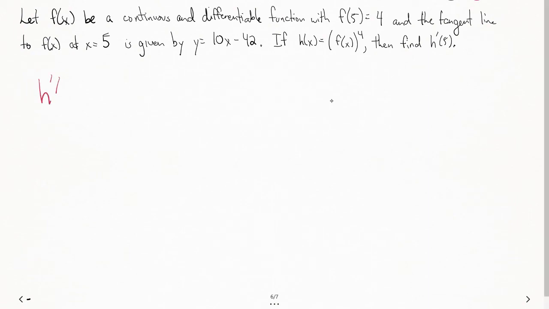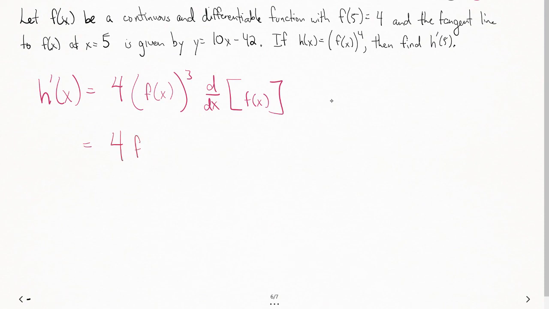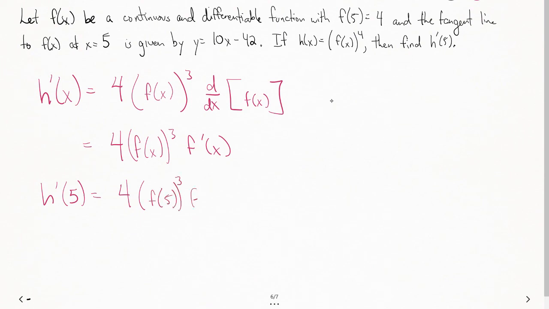So first thing, let's find h prime of x. Well, notice we got to use the chain rule. So that means we got to take the derivative using the power rule. 4f of x cubed times the derivative of the interior function. So times the derivative of f of x. Okay, so this makes 4f of x, the quantity cubed, f prime of x. So now we want to find h prime of 5. So that should be 4 times f of 5, the quantity cubed, times f prime of 5.